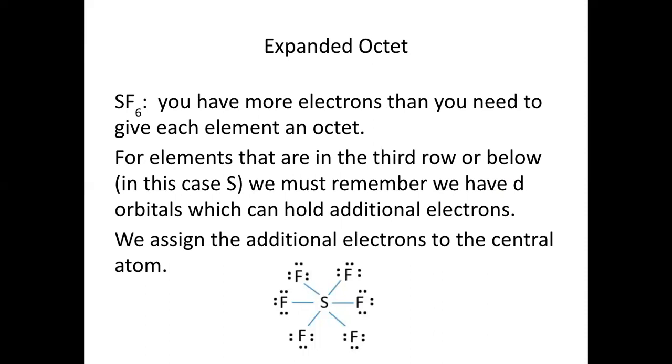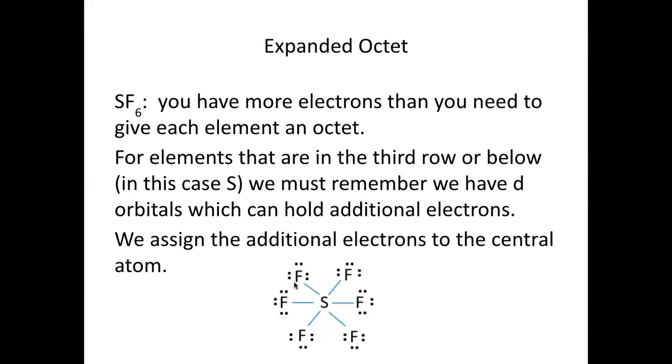So for elements that are in the 3rd row or below, we must remember that we have d orbitals. When we think about the octet rule, we're typically thinking about the s and p orbitals. But when we get to that 3rd row where we enter our transition metals, we have d orbitals which can hold additional electrons. So we assign the additional electrons to the central atom. Sulfur will have that d orbital, so we can now allow this to hold more than 8 electrons.